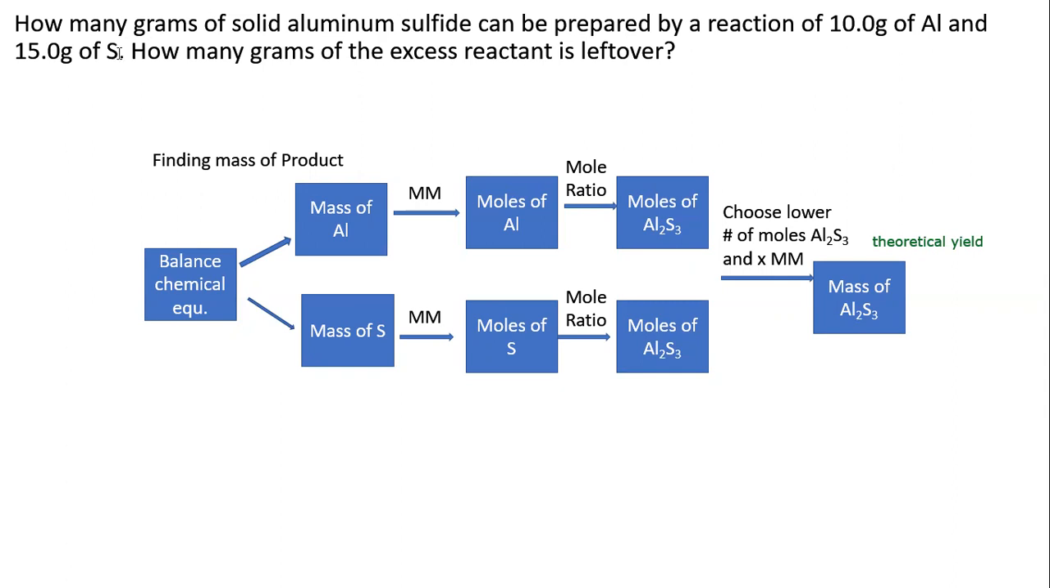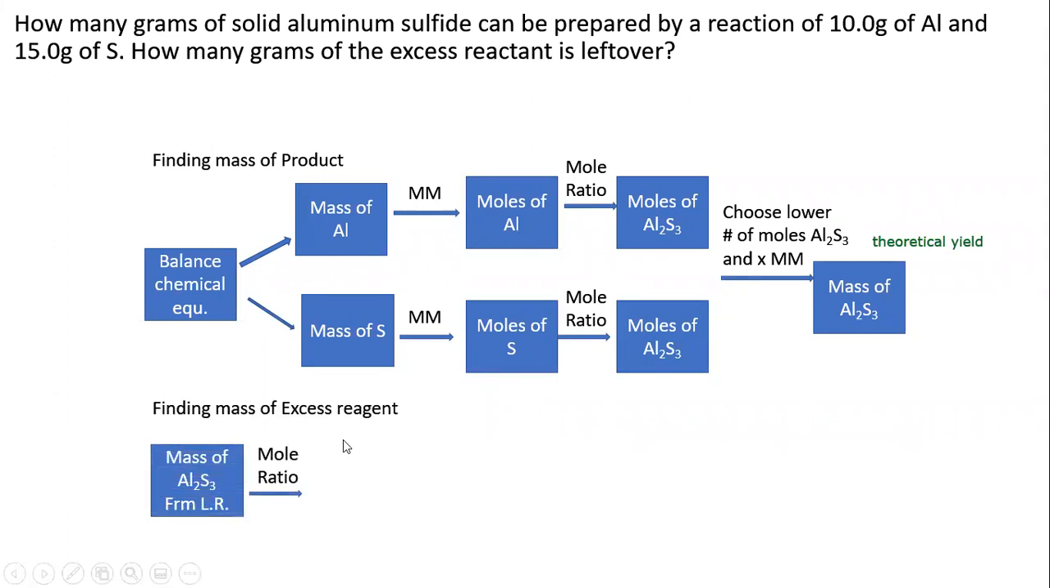So that's how we're going to answer the first part. Now to answer how much excess reactant is left over, we've got to do a slightly different process. We're going to take the mass of product produced by the limiting reagent, converted to moles. It should actually be moles of product.